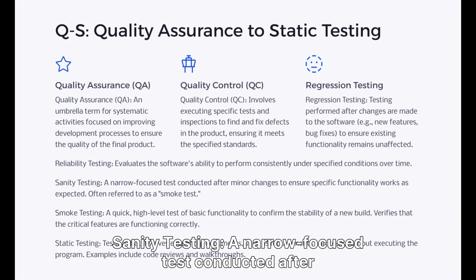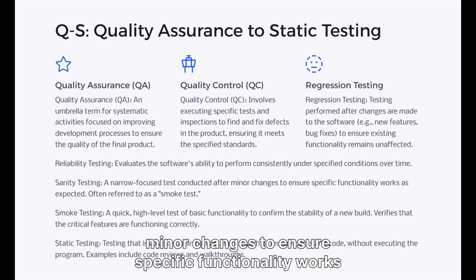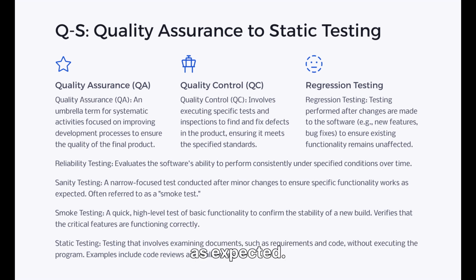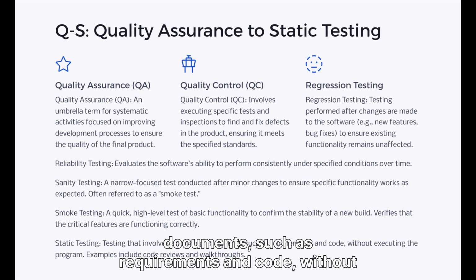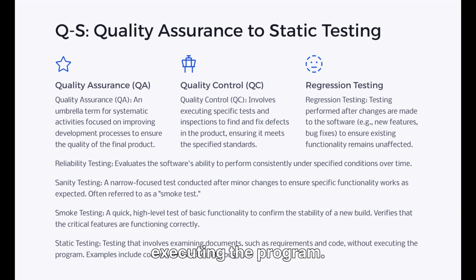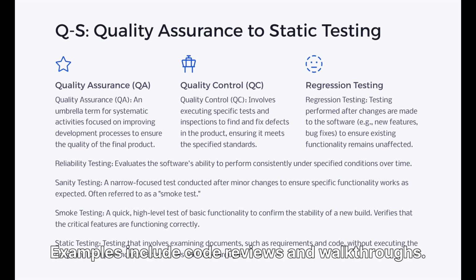Sanity testing, a narrow-focused test conducted after minor changes to ensure specific functionality works as expected, often referred to as a smoke test. And static testing that involves examining documents, such as requirements and code, without executing the program. Examples include code reviews and walkthroughs.